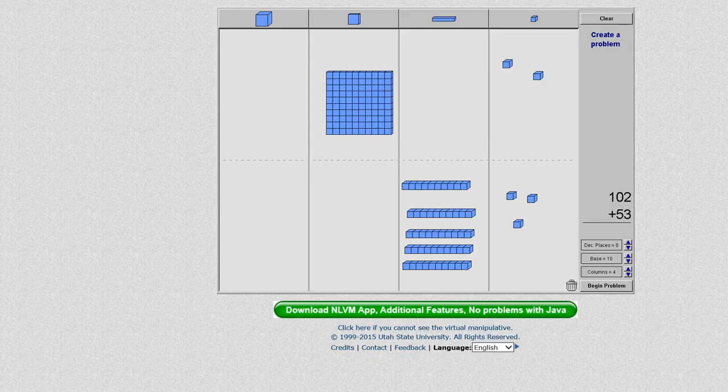this website, and I have made a problem. Notice it says 102 plus 53. And this top, before this dash line, we have one flat and 2 units, and then we have 5 rods for 50 and 3 units. Okay, so we could think of adding these as combining these into one group. So right now we're thinking of them as 2 separate groups, but now we're going to combine them.